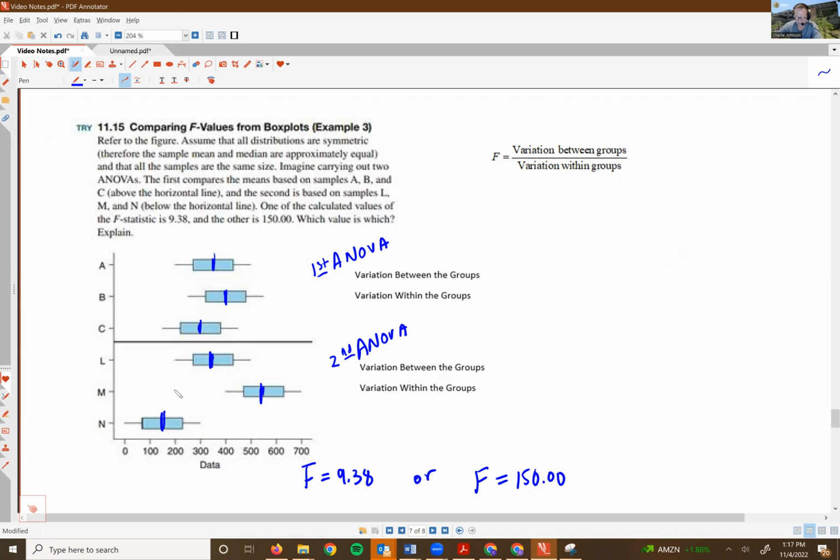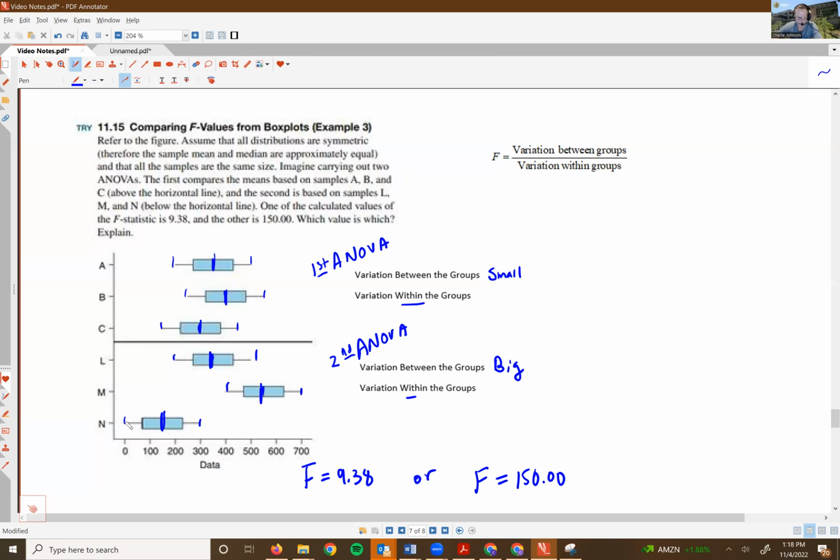further. So in A, B, and C, in the first ANOVA, the variation between the groups looking at the means is small in comparison to the variation within the groups. In the second ANOVA, we'll say that this is big. The variation within the groups is the same for all, or similar, very close for all of these box plots.